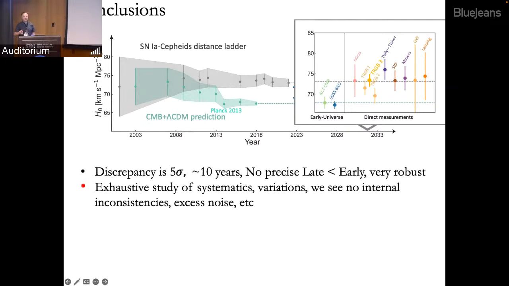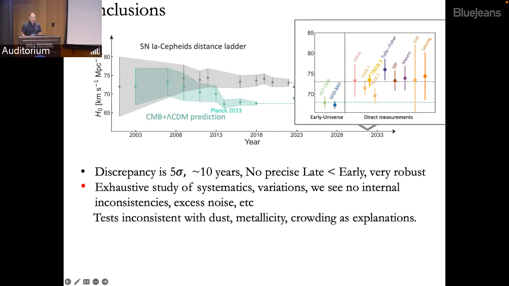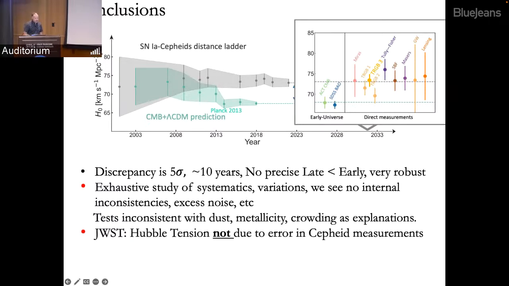As I said, an exhaustive test of systematics, variations of the analysis. We don't see any sources of excess noise or internal inconsistencies within the distance ladder. Particularly, the results are inconsistent with some of people's favored explanations in the past of dust, metallicity, or crowding. So JWST has shown that the tension is not due to problems in Hubble measurements. I think that's a very significant contribution to the story.